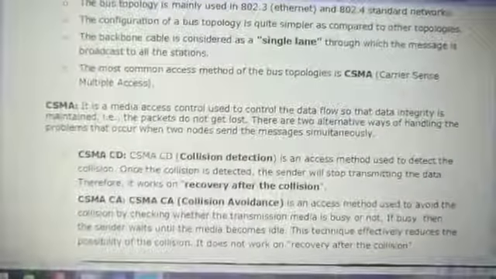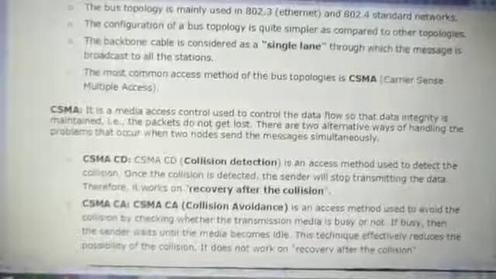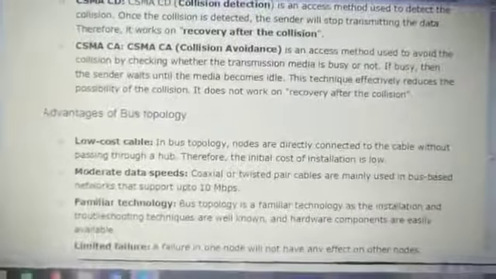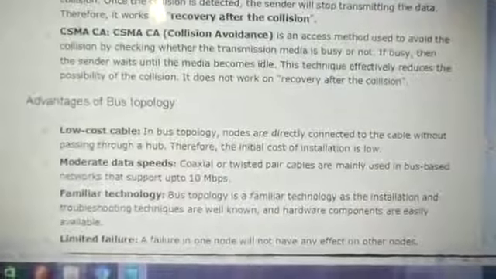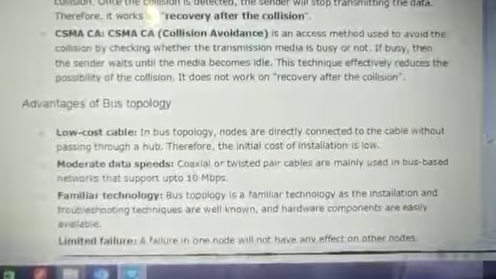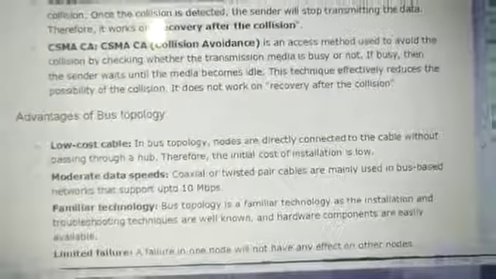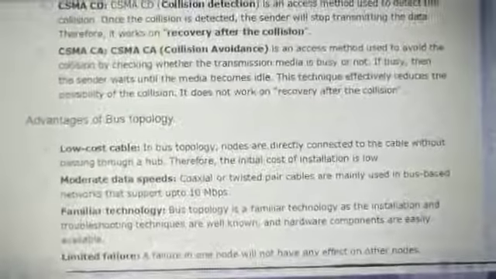And collision avoidance will control it and hold the collision from occurring. It means it does not work on recovery after collision. Beforehand, it will try to stop the collision.